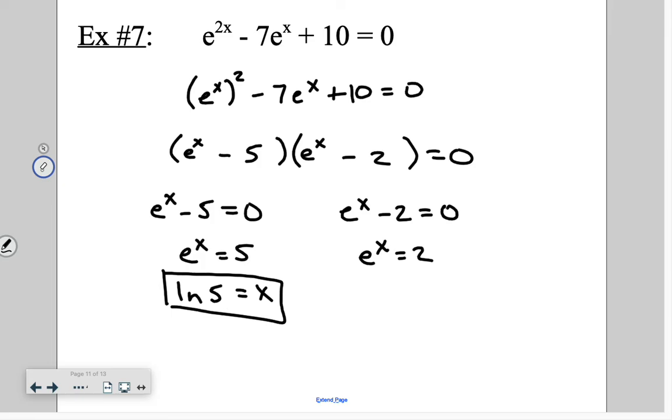Switch it into logarithmic form. We end up with the natural log of 2 equal to x. And there's answer number 2 right there. Okay. Biggest thing I want you to see is this is really just a factoring problem.